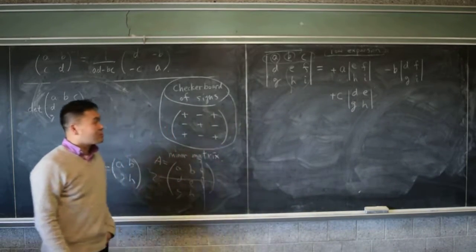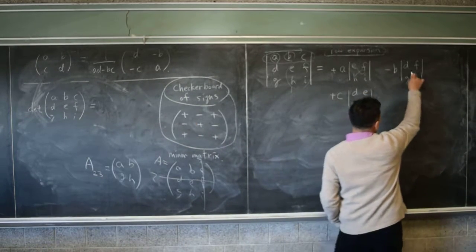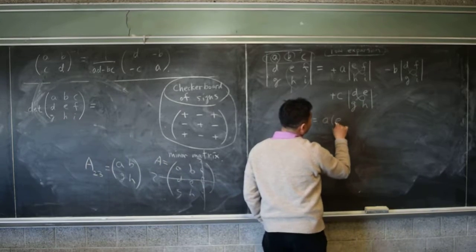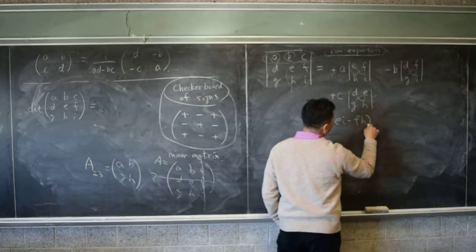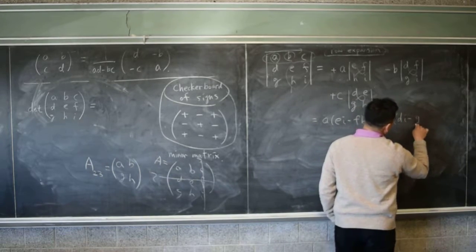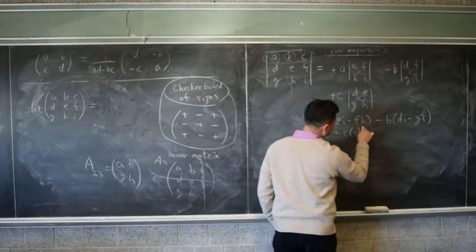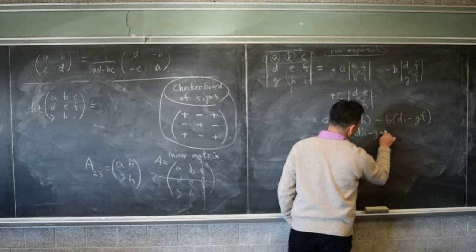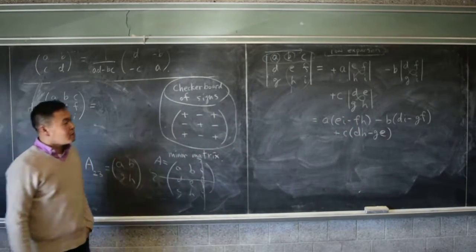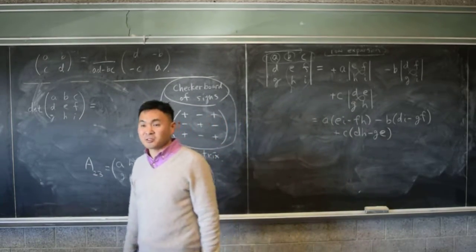That's the determinant. Okay. Now, how do you calculate this? You just draw this fish shape, right? So you have A times (EI minus FH) minus B times (DI minus GF) plus C times (DH minus EG). And if you multiply everything out and organize nicely, that's the determinant.